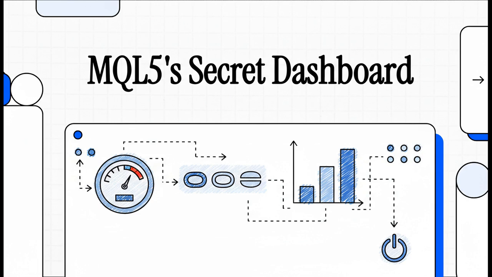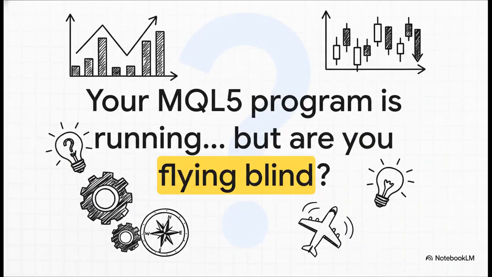No, we're going to see them for what they are, the essential instruments you need to pilot your code like a pro. Just think about it for a second. Your EA is live, it's on a chart, it's crunching numbers, maybe it's even managing real money. But do you really know what's going on under the hood? Do you know its current status or why it might have suddenly stopped working? If you don't, you're pretty much flying blind, just hoping for the best.